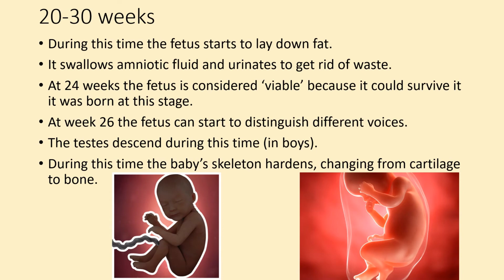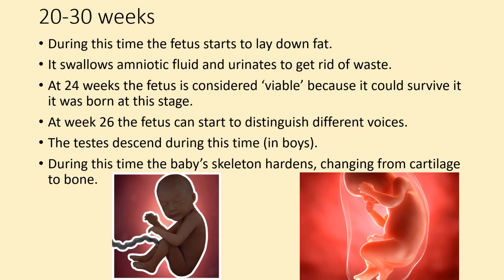From 20 to 30 weeks, the fetus starts to lay down fat. It swallows amniotic fluid and urinates to get rid of waste, but it doesn't do poos. The baby's first poo happens after it's been born. At 24 weeks, the fetus is considered viable because it could survive if it was born at this stage. If the baby's born before 24 weeks, it's very, very unlikely that it's going to survive.